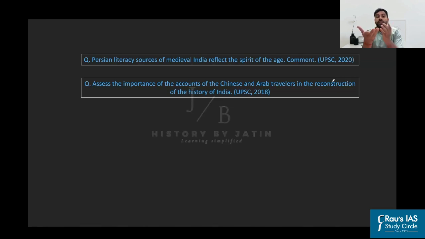And Persian literature, so the entire Mughal literature is Persian. You write about that: Ain-e-Akbari, Akbarnama, Padshahnama. You pick any particular book and you can talk about it.